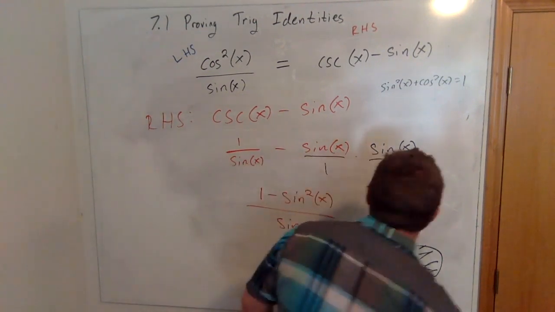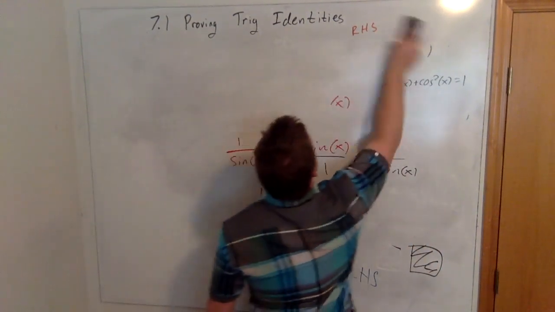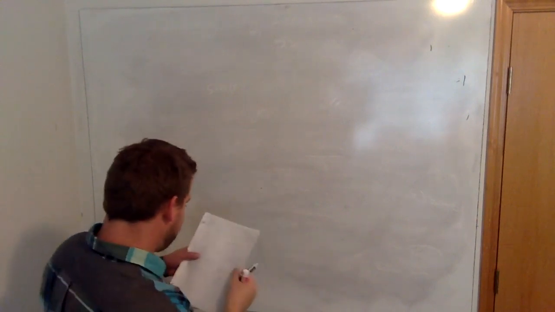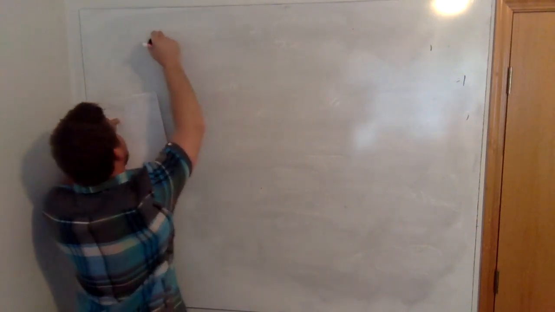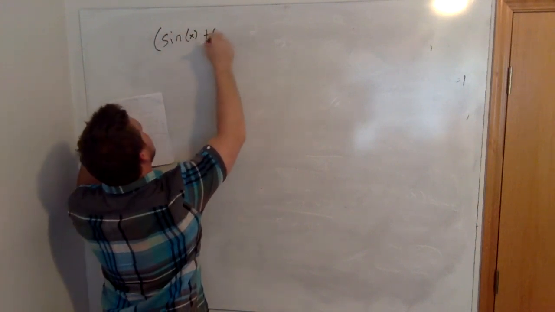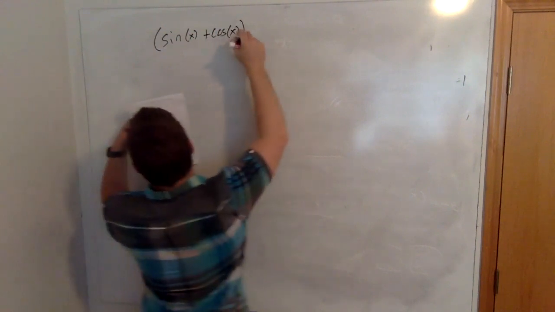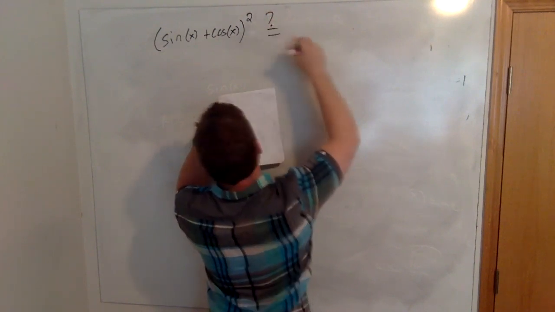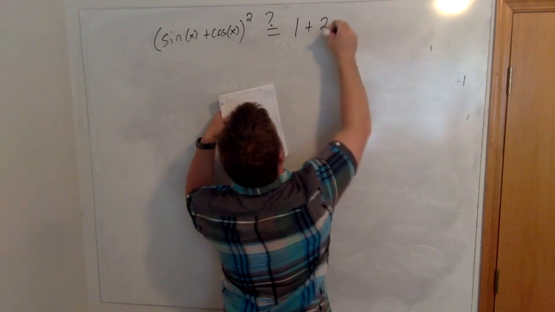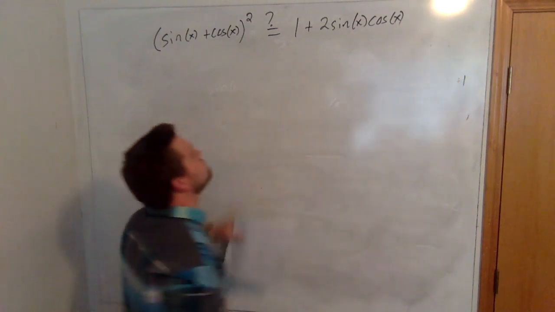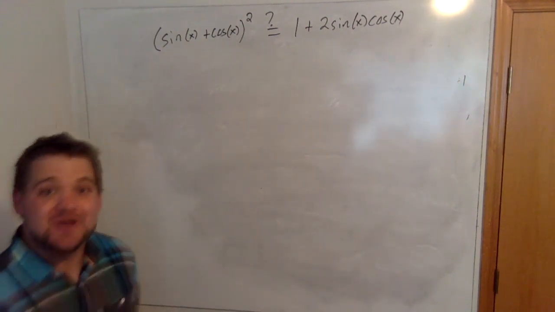Okay, let's try another problem. Let's say that we want to show that, how about sine of x plus cosine of x, squared, is equivalent to 1 plus 2 sine of x times cosine of x. Okay. Go ahead and maybe pause the video and try this on your own.